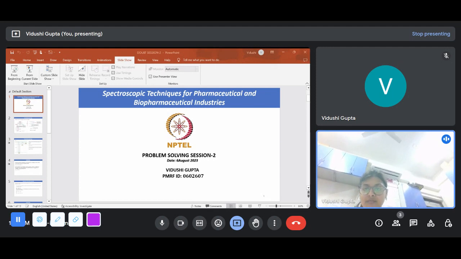Now we have to calculate the wavelength of electromagnetic radiation emitted by a hydrogen atom which undergoes transition between energy level of minus 1.36 into 10 raised to minus 19 joule and minus 5.45 into 10 raised to minus 19 joule. So how we calculate the wavelength? Energy is given like here. Like the transition between energy levels are given.